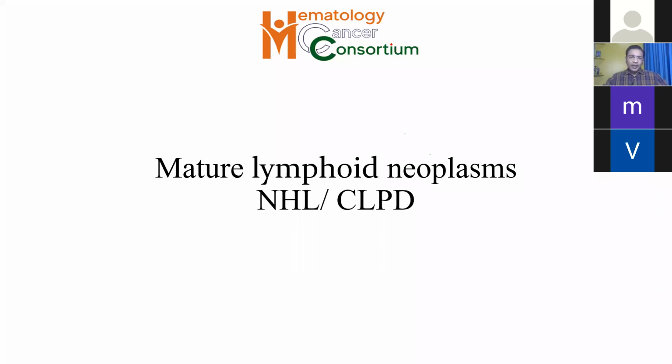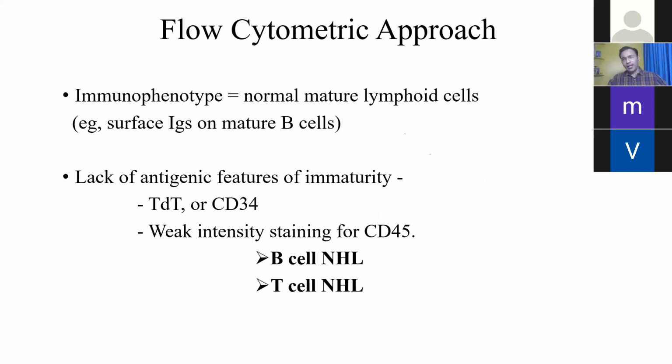So, mature lymphoid neoplasm. How do we proceed with mature lymphoid neoplasm? We have seen how we proceed with immature, where we look for CD45 dim and markers of immaturity. In mature, we look the other way. CD45 bright or strongly expressed cells are basically mature cells, because CD45 density increases as the cells mature during the course of maturation. Or we look for absence of markers of immaturity.